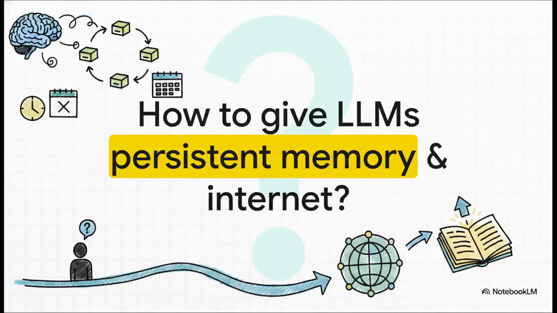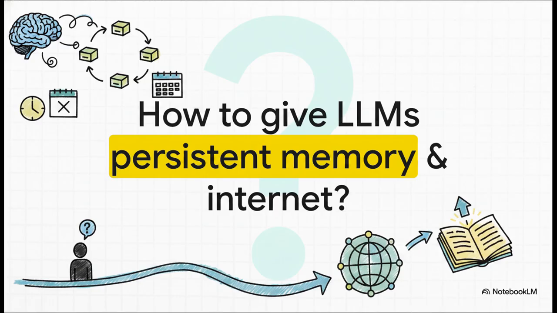So here's a critical question to kick things off. How do we give these LLMs persistent memory and real-time internet access? Because let's be honest, standard language models have a pretty massive flaw. They're basically amnesiacs. You ask a question, they give you an answer, and boom, the conversation is completely forgotten. Plus, they're stuck behind these strict training cutoff dates. If a model was only trained up to, say, December 2023, it has absolutely zero clue what happened yesterday.